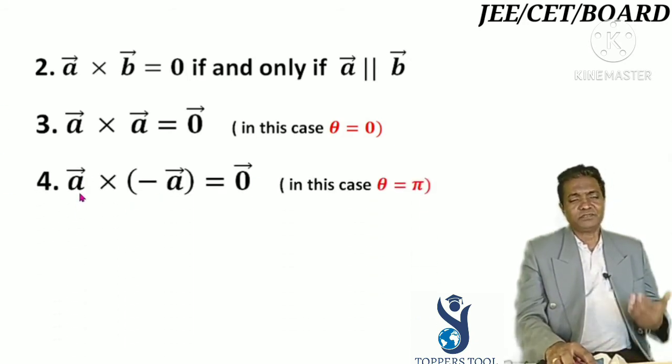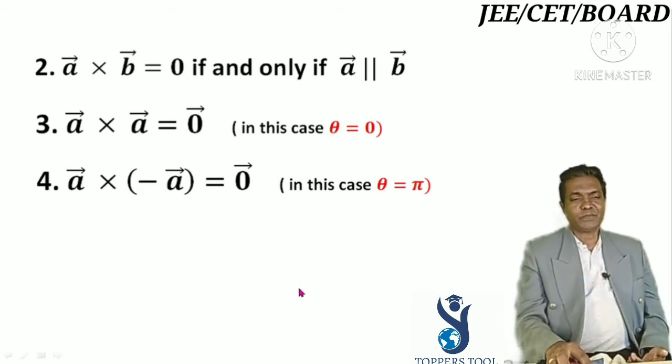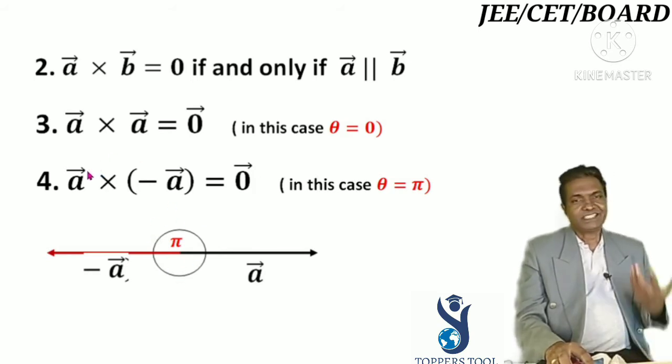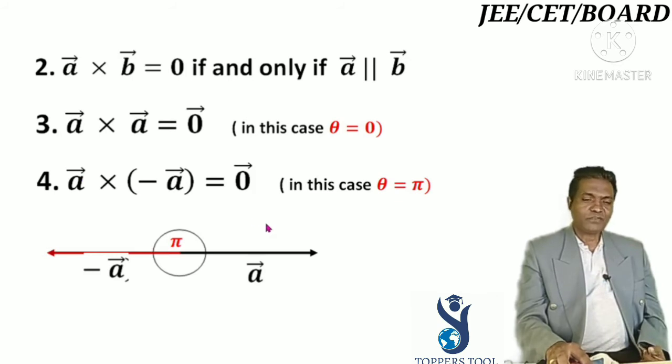Similarly, the cross product of vector A and its negative vector is again 0, because the angle between vector A and minus vector A, which are in exactly opposite directions, is 180 degrees. So sine pi is 0. That is why again the cross product of vector A and its negative vector is always a 0 vector.